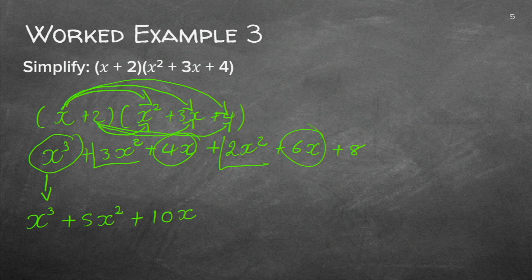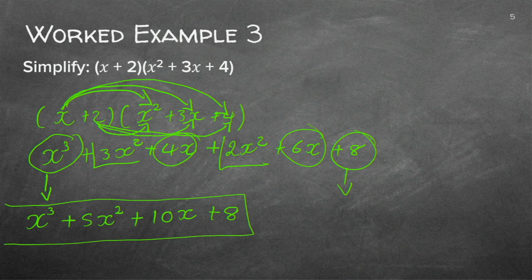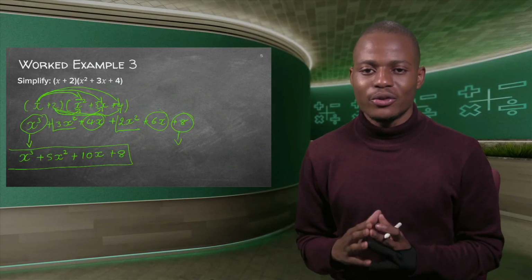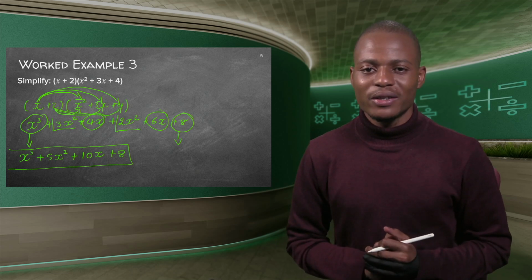And lastly, you check if you have any other constant in your expression, and as you can see, we don't have any other constant, so we need to drop 8 as it is. So this is going to be plus 8. And guys, there we have our product, and that is how you find the product of a binomial and a trinomial.